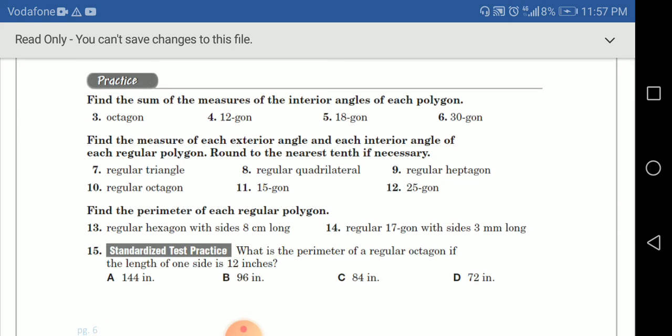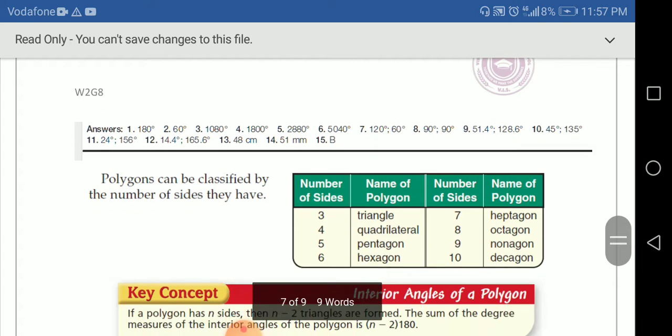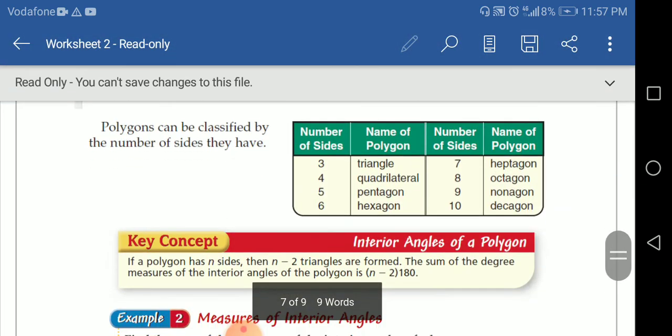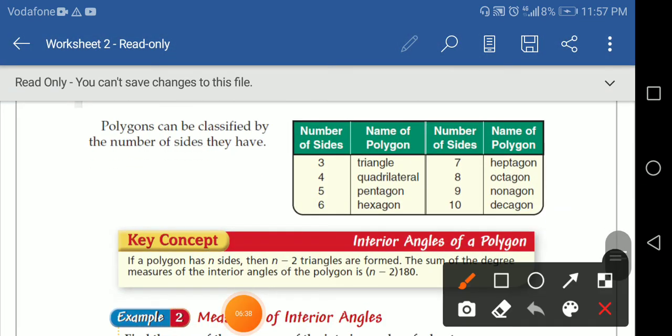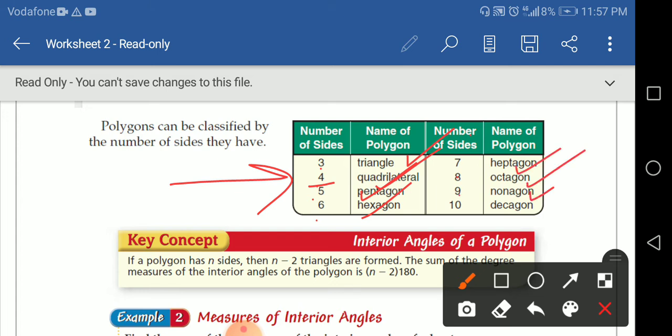Okay, before practice, let's study something well. I have here the number of sides. Please study this well because you're going to use them. The number of sides 3, so the name of the polygon is triangle. 4, quadrilateral. 5, pentagon. 6, hexagon. 7, heptagon. 8, octagon. And 9, nonagon.